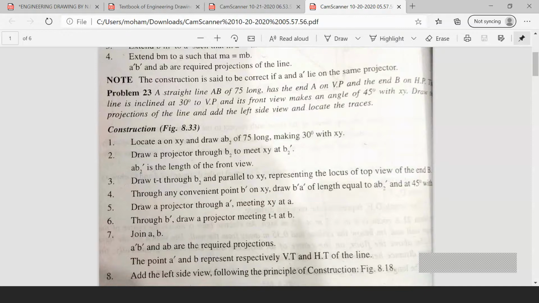Here he has given a straight line 75 mm long, A on VP, B on HP. The line is inclined at 30 degrees to VP and its front view makes an angle of 45 degrees with XY. The inclination of line AB, 75 mm long, is inclined to VP means you will draw the inclination in HP, and it makes an angle of 45 degrees with XY.